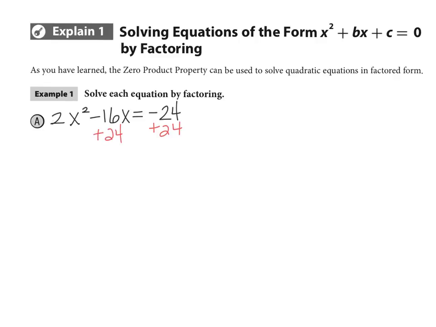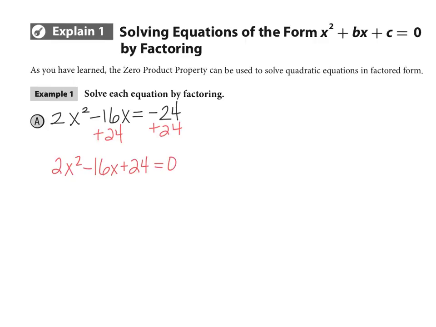Now notice on the left side over here, there's nothing for the 24 to add to. I've got something with x squared, something with x, and now just a 24. And because of that, they're going to stay separate pieces. So my new equation really says 2x squared minus 16x plus 24 equals 0.